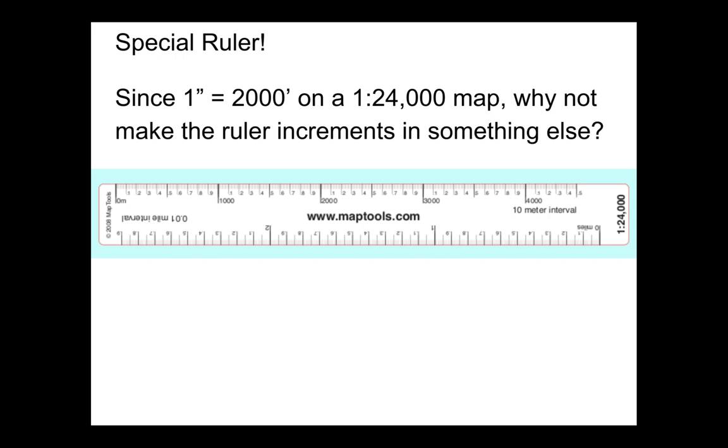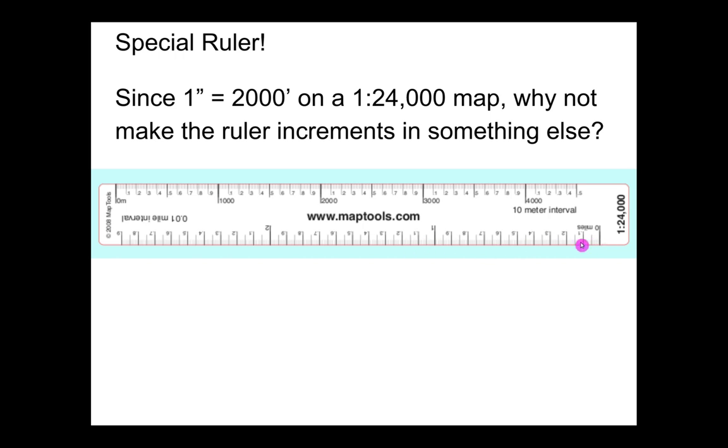So I thought this was really cool since we know what the ratio is, right? With a 1 to 24,000 scale map, 1 inch equals 2,000 feet. So there's a company that makes rulers, and this ruler is made to use with a 1 to 24,000 scale map. So when you slap this ruler down on the map, you can actually measure directly in kilometers and in miles. So from here to here is 1 mile. Each of these is 1/10 of a mile.